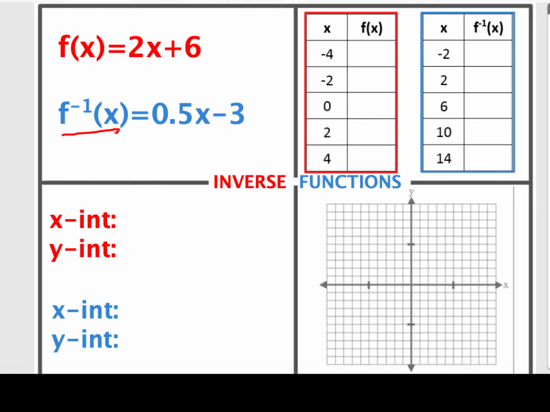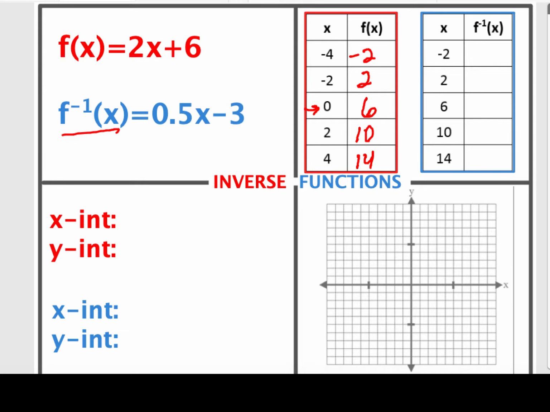So notice what happens when we talk about the tables. Let's do a table of values here real quick. So if f of x is 2x plus 6, I can plug in some numbers. Let's start with the easiest one. We'll start with 0 here. 2 times 0 plus 6 would just be 6. 2 times 2 plus 6 is 10. And 4 times 2 plus 6 would be 14. In that same way, we can plug in those negative numbers. 2 times negative 2 would be negative 4 plus 6 is 2. And negative 4 times 2 is negative 8, plus 6 is negative 2.